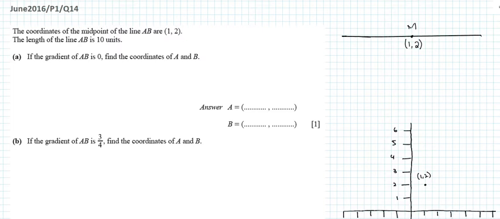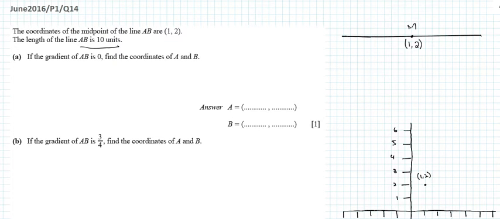As we know, the gradient of a straight horizontal line is 0. So in this case, we have a straight horizontal line AB and the midpoint of this line is (1, 2). The length of the line is 10. Now, as we have a straight horizontal line with length 10 and midpoint (1, 2), on both sides we will have a length of 5 units and 5 units.